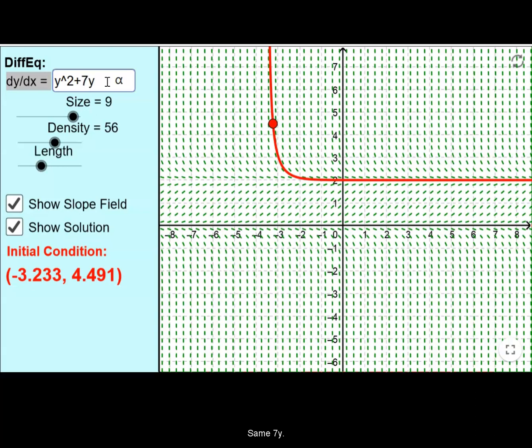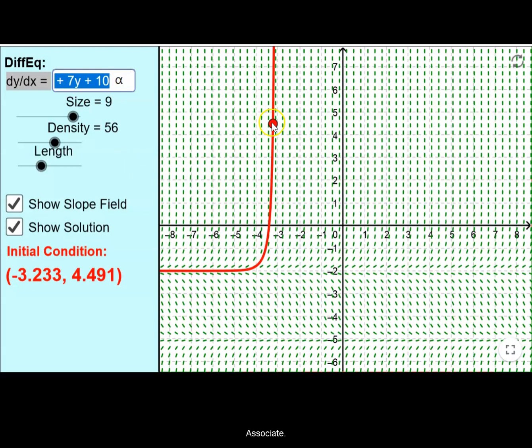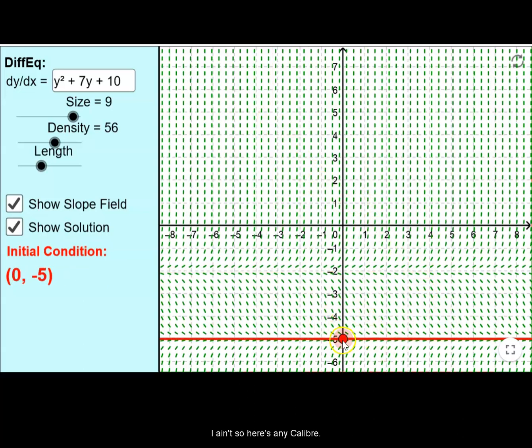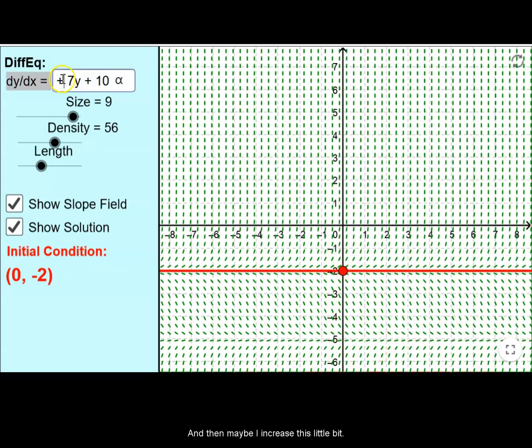Say 7y plus 10. Okay, so here I have 2 equilibrium positions also, right? 1, 2, 3. Right, so here's an equilibrium, here's an equilibrium, and then maybe I increase this a little bit.